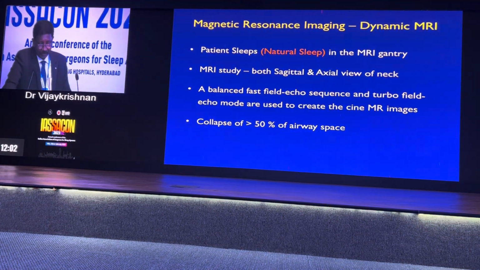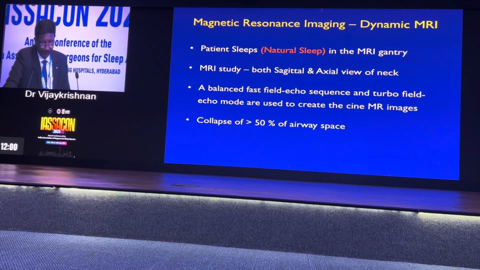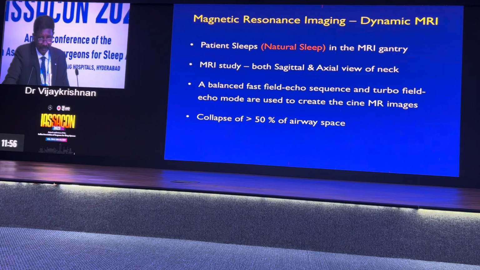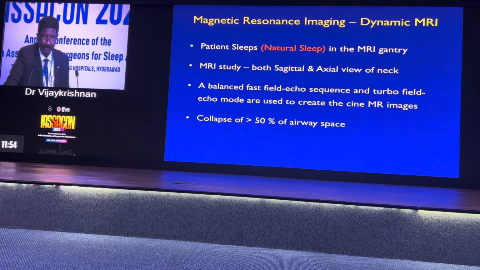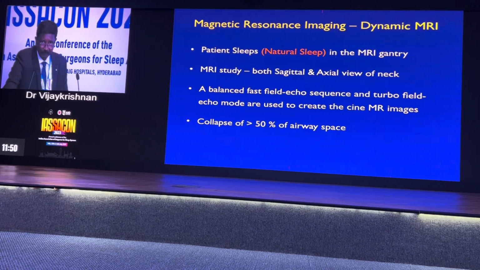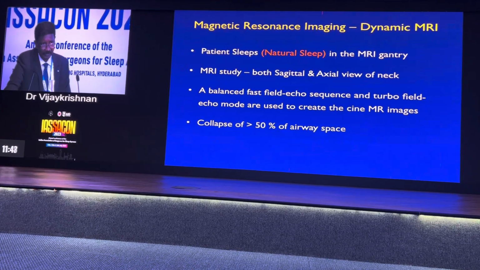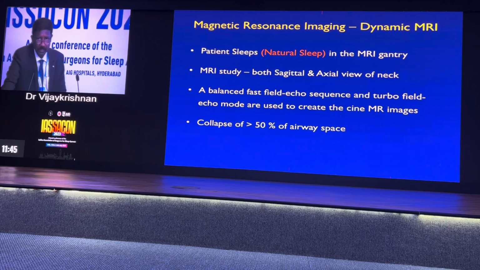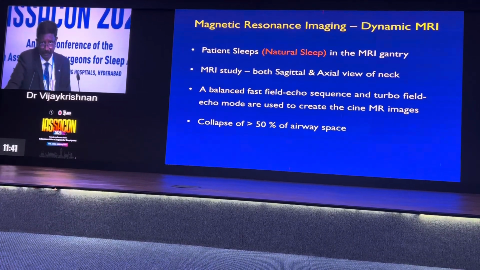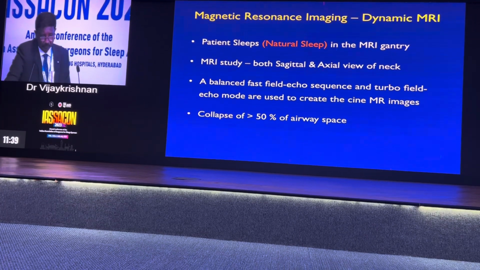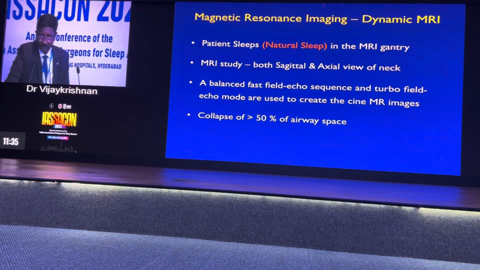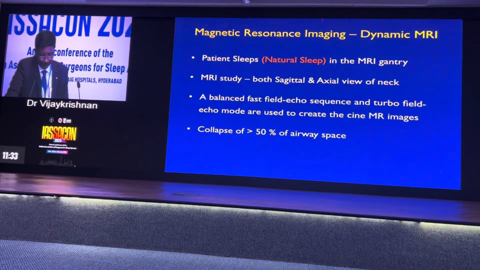But in dynamic imaging, like magnetic resonance imaging, sleep MRI or a dynamic MRI, it shows what is happening during natural sleep. It gives us both sagittal and axial views of the neck. It is basically a balanced steady-state free precession sequence with turbo field echo modes, used to take lakhs of cine MR images so that we can combine them to form a cine MR. More than 50% collapse of the upper airway space is considered significant.